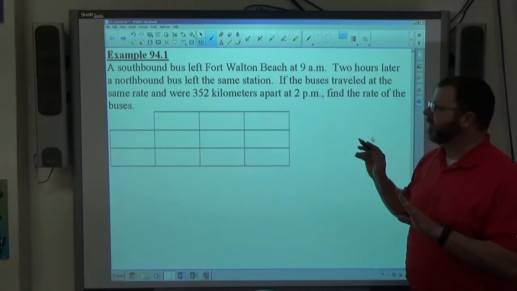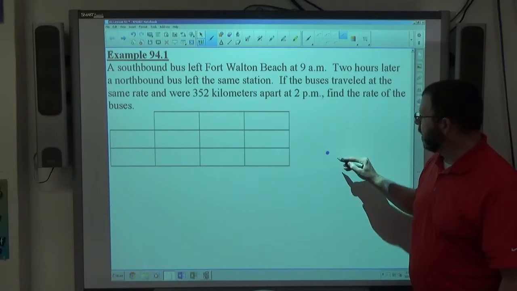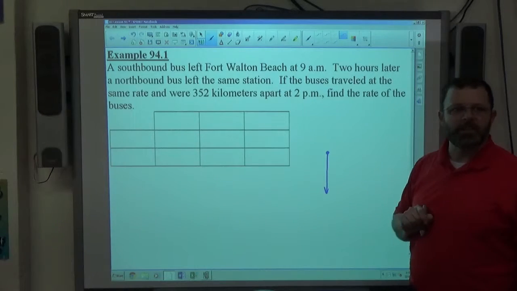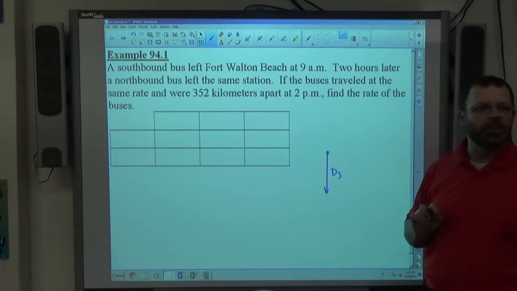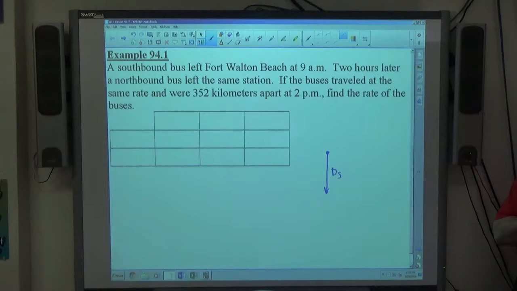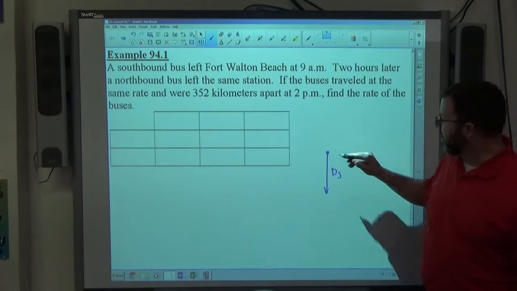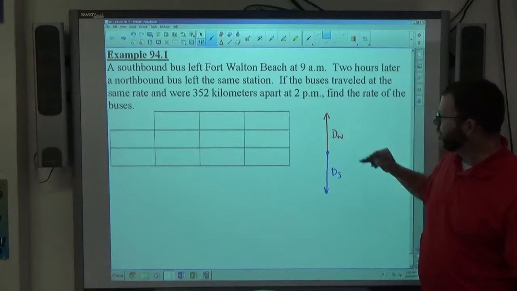So just looking at those first two sentences, I've got Fort Walton Beach is right here, the bus station. I've got one bus going south, some unspecified distance. So I'm going to put d sub s to represent the distance the southbound bus would have traveled. I have a second bus going north, an unspecified amount of distance, so I'm going to draw an arrow going up representing the northbound bus.